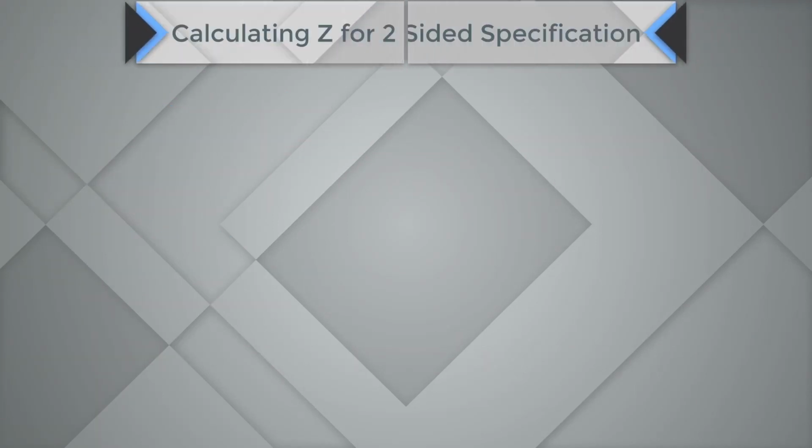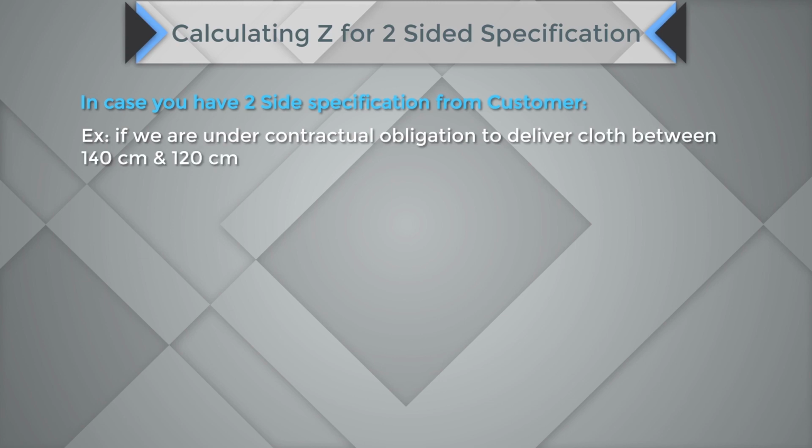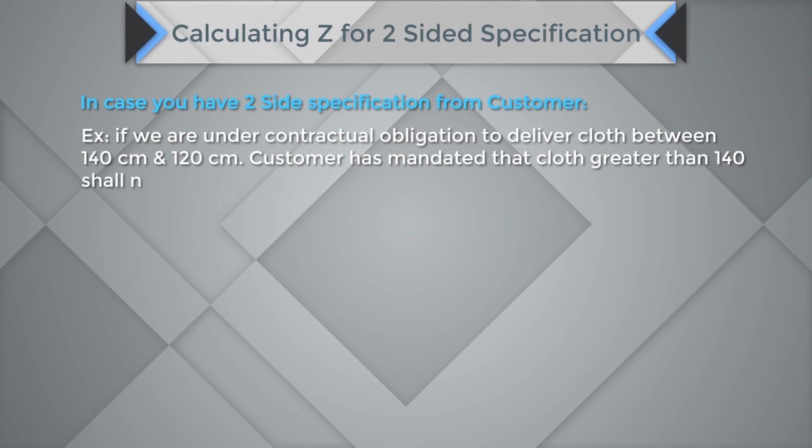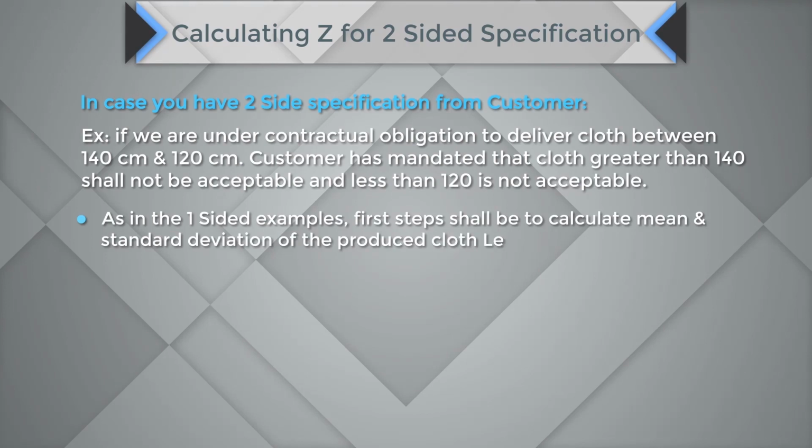When you set out to calculate Z for a two-sided specification, let's say we are under contractual obligation to deliver cloth between 140 centimeter and 120 centimeter. The customer has mandated that cloth greater than 140 is not acceptable to him, less than 120 is not acceptable to him. As in a one-sided specification example, the first step shall be to calculate the mean and standard deviation of the produced cloth. Let us assume that the calculated mean is 130 and the standard deviation is 10.